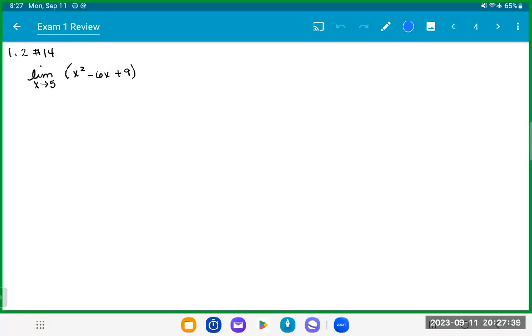Okay, so for this one, we want to know what's the limit as x approaches 5 of this function. So we just need to substitute 5 in here for the function. And we have 5 squared minus 6 times 5 plus 9. So that's going to give me 25 minus 30 plus 9. So that is a value of 4. Question.